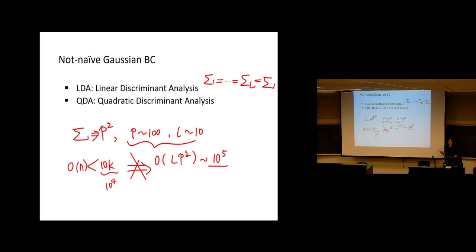The whole thing is you assume sigma is the same across different classes. So how do you reduce the parameters if you do that? This is called the LDA trick. The number of parameters you need to estimate goes from LP quadratic to P quadratic plus LP, which is the mean part, the mean vectors.